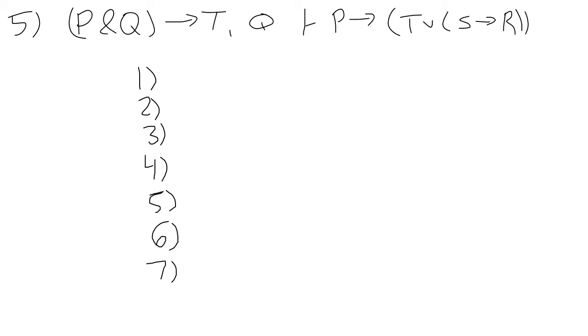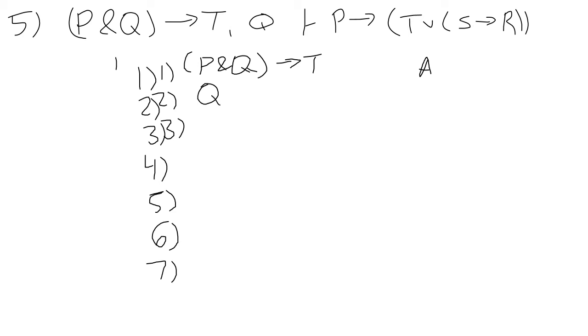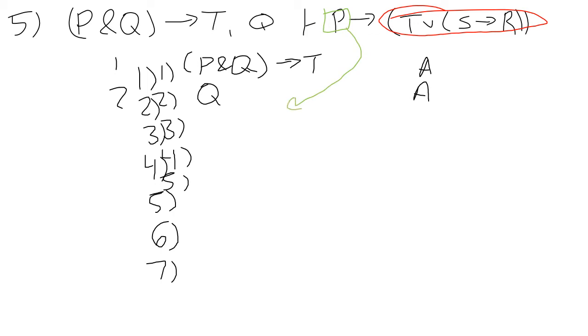Now on to problem 5. So we've got our premises P and Q, arrow T, and we got just Q. Then let's look at our conclusion. Our conclusion is an arrow. So we want to assume the left-hand side as a PA, and then we want to build the right-hand side, and then we can arrow it in.